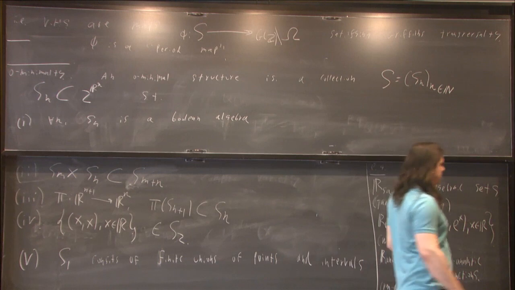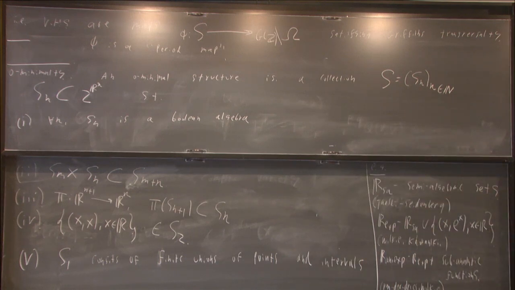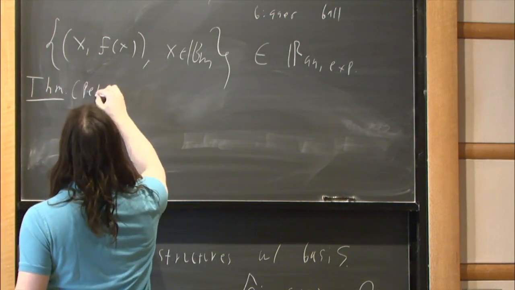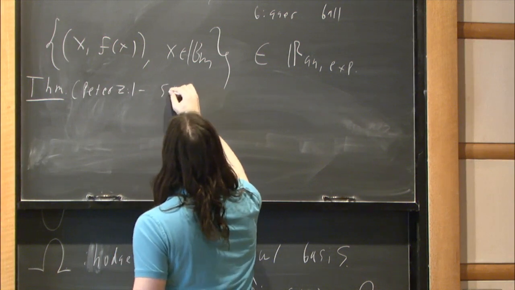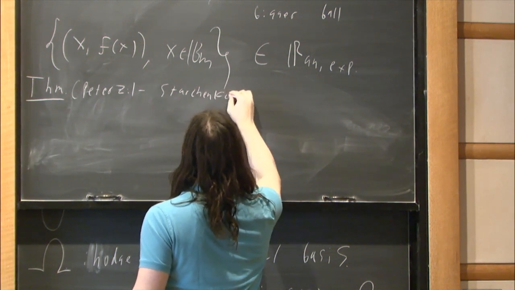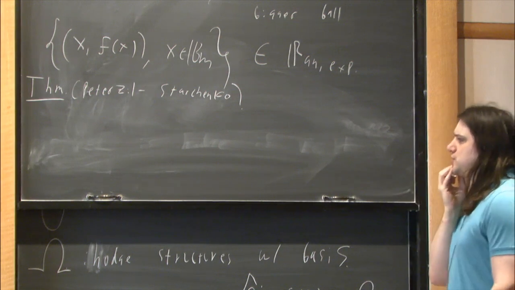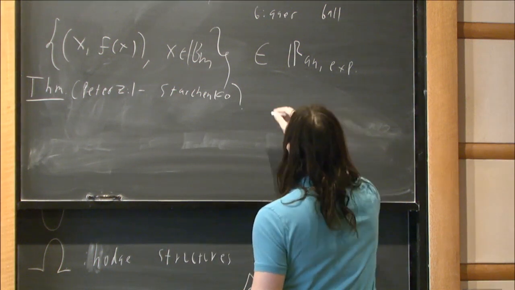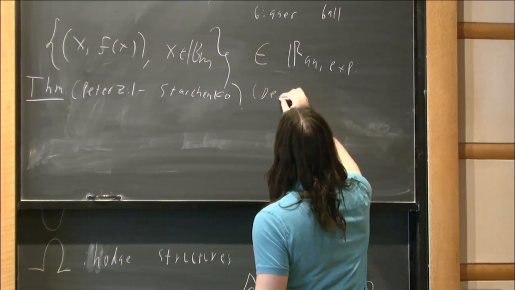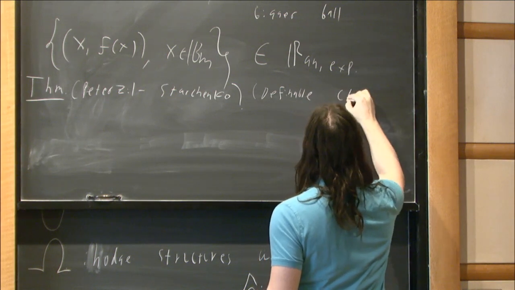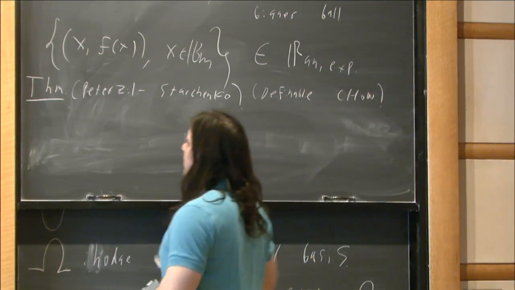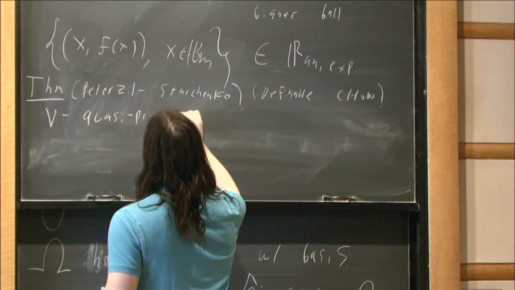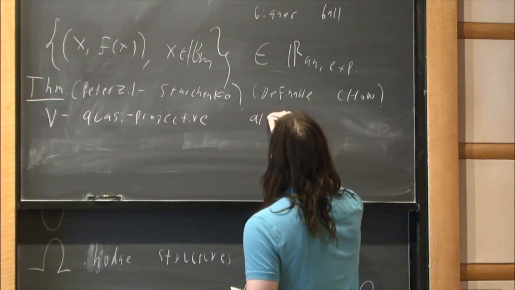And I want to mention something which I think is extremely important, which we're going to be using heavily. It's a theorem of Peterzil and Starchenko. They pioneered the study of complex analytic geometry in an o-minimal setting. And they have the following theorem, which I think of as definable Chow. It says the following. Let V be a quasi-projective, or it doesn't really matter, algebraic variety.